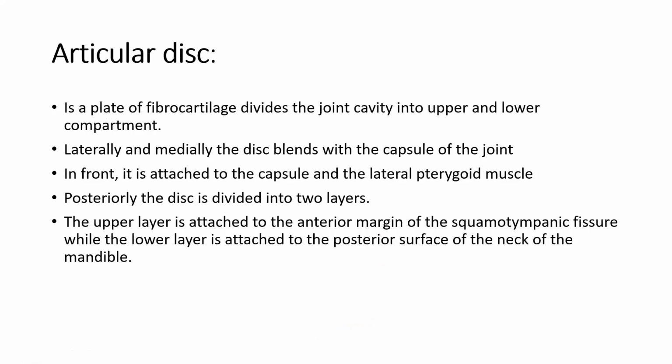Talking about the other soft tissue component, that is the articular disc. It is a plate of fibrocartilage which divides the joint cavity into the upper and the lower compartment. In the medial and lateral aspects, the articular disc blends with the capsule of the joint, whereas in the front, it is attached to the capsule as well as the lateral pterygoid muscle. In the posterior section, the articular disc divides into the upper and the lower layer. The upper layer is attached to the squamotympanic fissure, whereas the lower layer is attached to the posterior surface of the neck of the mandible.